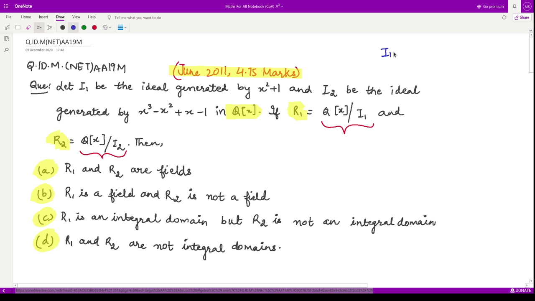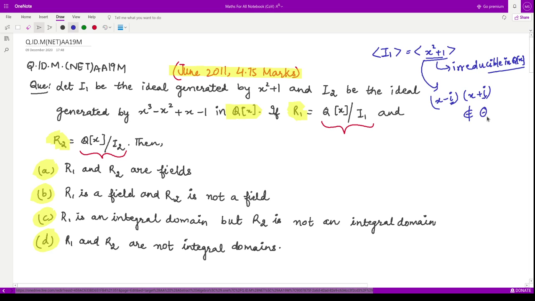Firstly, we'll check for I1. I1 is generated by the polynomial x square plus 1. This polynomial is irreducible in Q[x]. Why? Because we can only factor it as x minus i and x plus i, where the coefficients of these two polynomials do not belong to the field of rationals. So this polynomial cannot be further factorized into linear factors in Q. Therefore this polynomial is irreducible in Q[x].